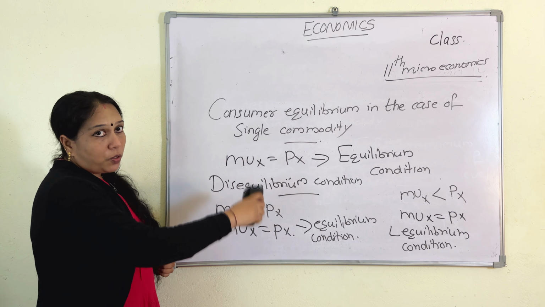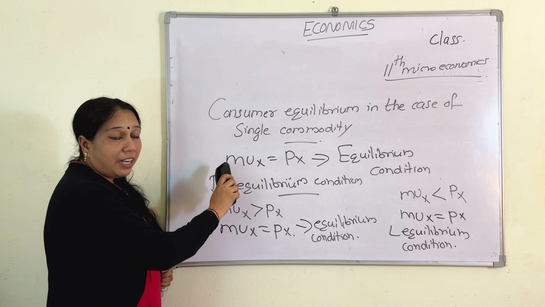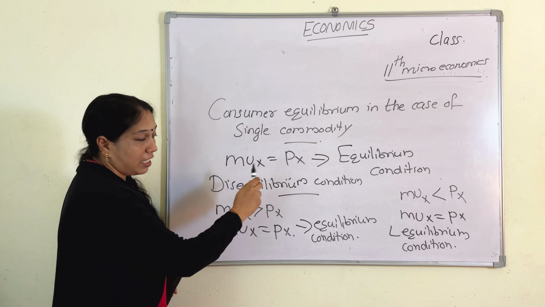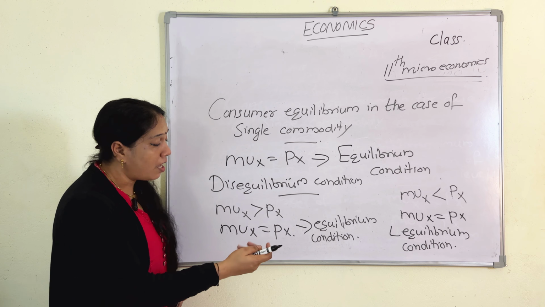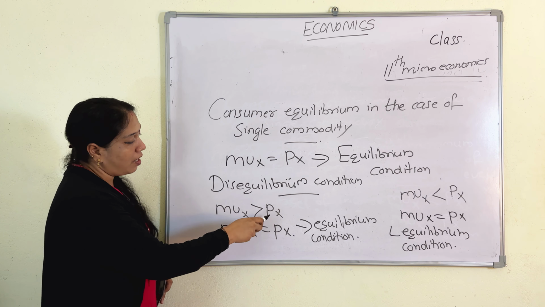I think you understood this. The consumer equilibrium in the case of a single commodity: the equilibrium condition is MUX equal to PX. Then there are two disequilibrium conditions. That is, MUX is more than PX, that is, the marginal utility of the commodity is more than the price of the commodity.